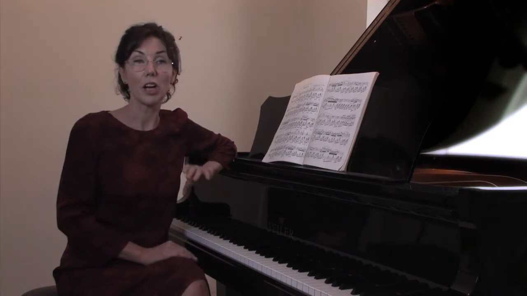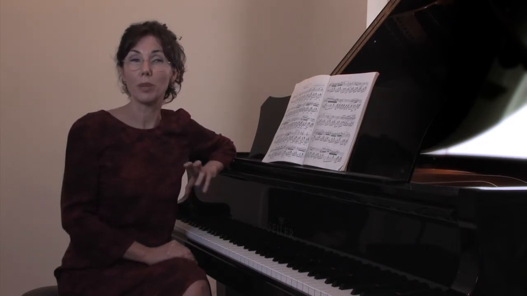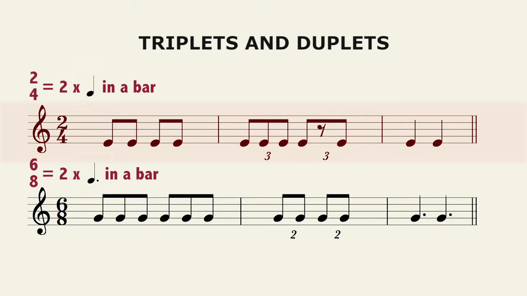Simply put, a triplet asks you to play 3 equal notes, or the equivalent of 3 equal notes, in the time of 2. So let's have a look at an example of some triplets. In a time signature of 2/4, I'm going to play 4 equal quavers, and then I'm going to put in a triplet of 3 quavers, followed by a triplet of a quaver and a quaver rest, and a quaver, and then in the next bar I'm just going to have 2 regular crotchets.